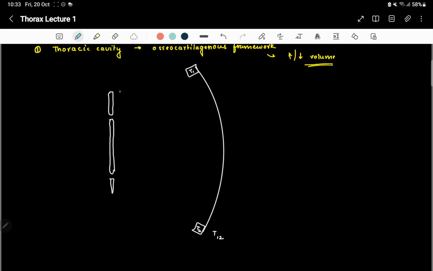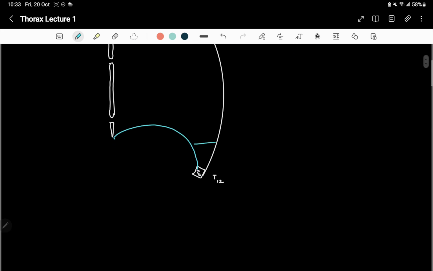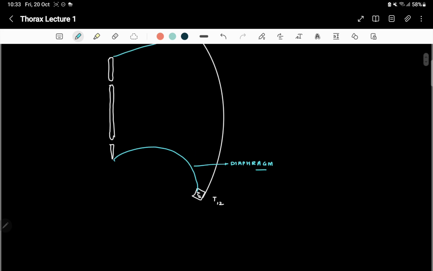Let me cover them both, this and this. This is a dome-shaped concavity here. So this is the diaphragm. Okay, this is the diaphragm, and I said this is the manubrium, this is your body of sternum, and this is your xiphoid process here. Understood?